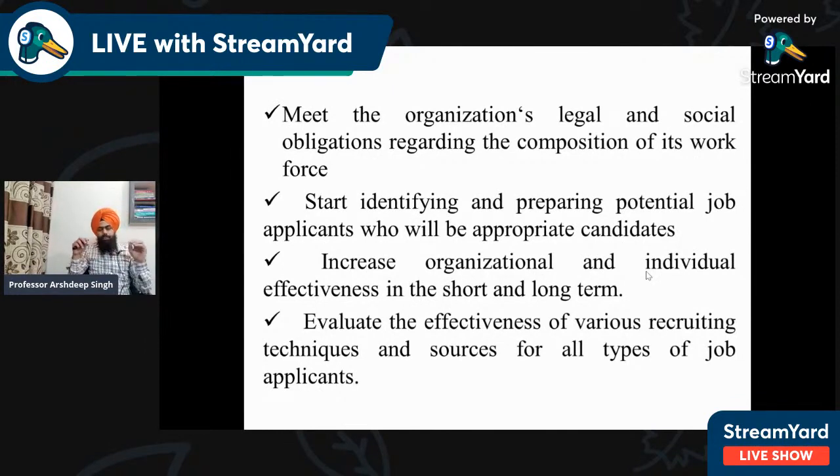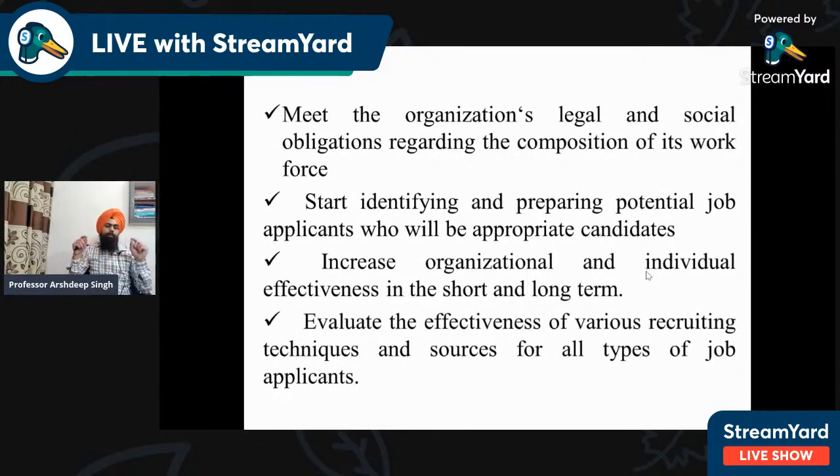Okay, so everything is good, and likewise, a systematic approach will be used for the selection of the candidates, and no other type of issues will be there, and it increases the individual's motivation, and effectiveness will also be increased. Okay, next is to evaluate the effectiveness of the various recruiting techniques and sources for all types of job applications.